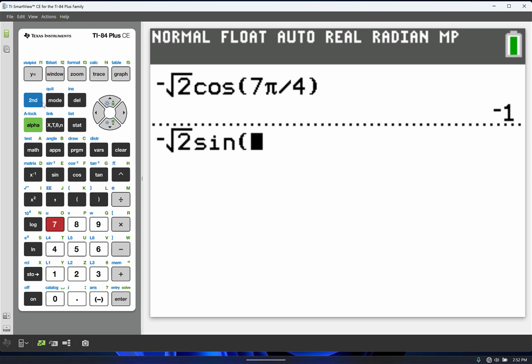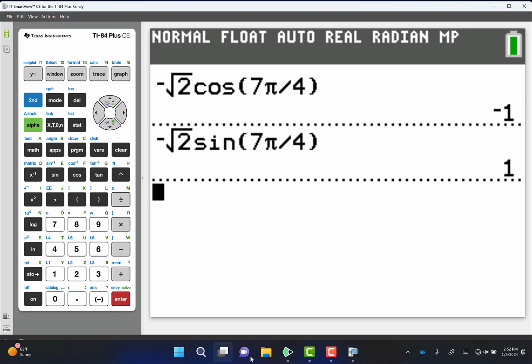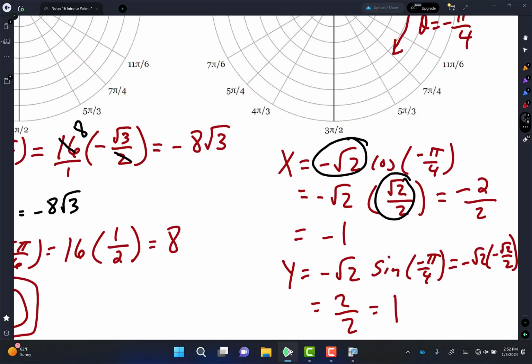Sine of 7 pi over 4, or whichever radian you like best. And check it out, 1. But don't just trust the calculator. Make sure we understand the concept why.